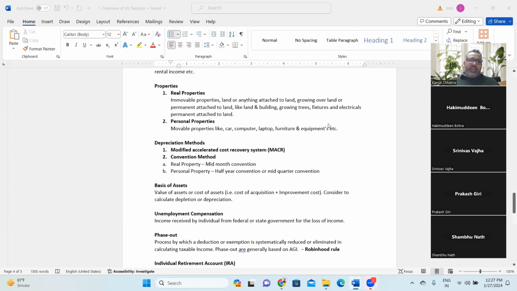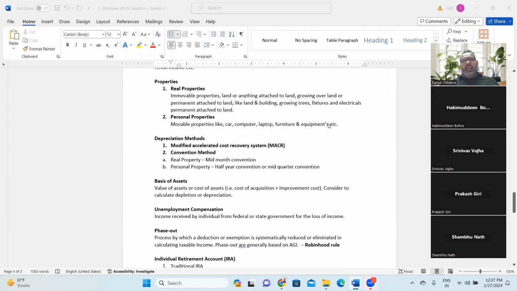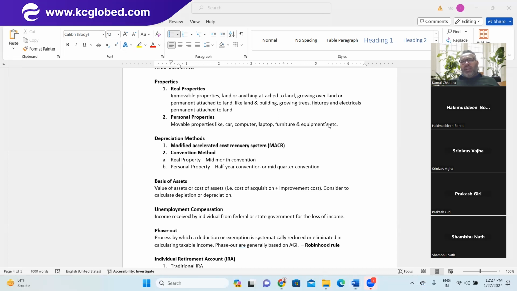In the US, those tangible assets are considered in two categories: real property and personal property. Real property is land or anything permanently attached to the land. Any other tangible assets are considered personal property. That can be your plant, machinery, equipment, automobile, computer, laptop, chair, table. All those come under personal property.